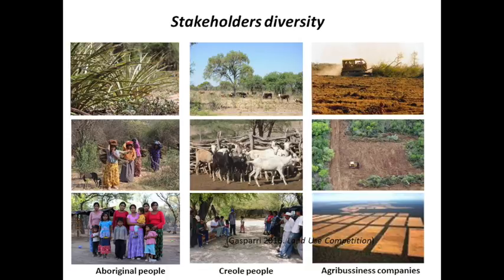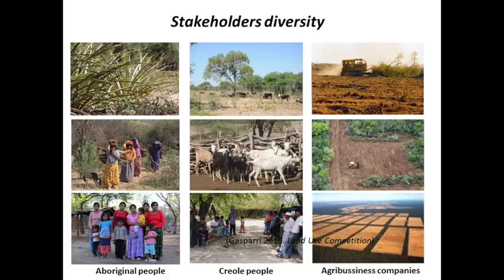So let's move to an important issue in the discussion of the consequences. We cannot treat the consequences for a uniform society. There is no such thing as a society. There is actually a diversity of stakeholders with cultural differences and completely different legacies. They use resources in a completely different way, and they base their economies on a completely different set of resources.